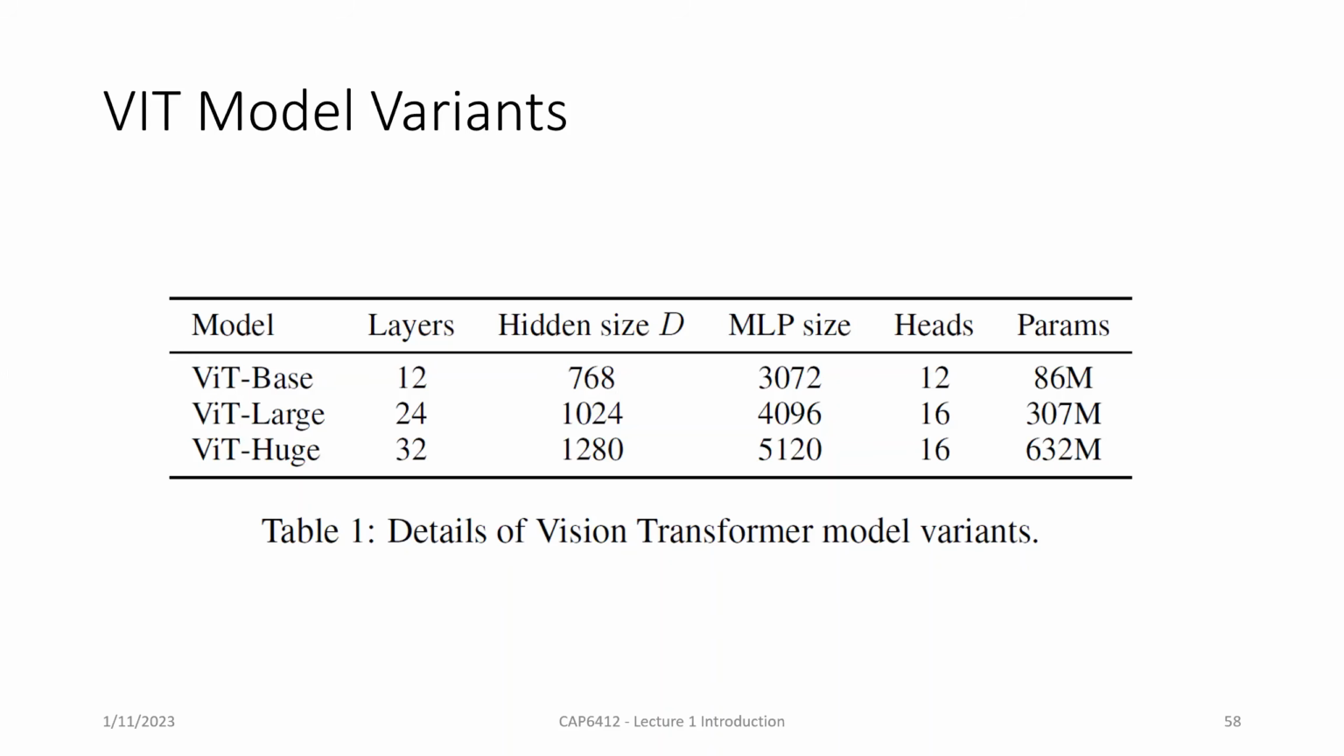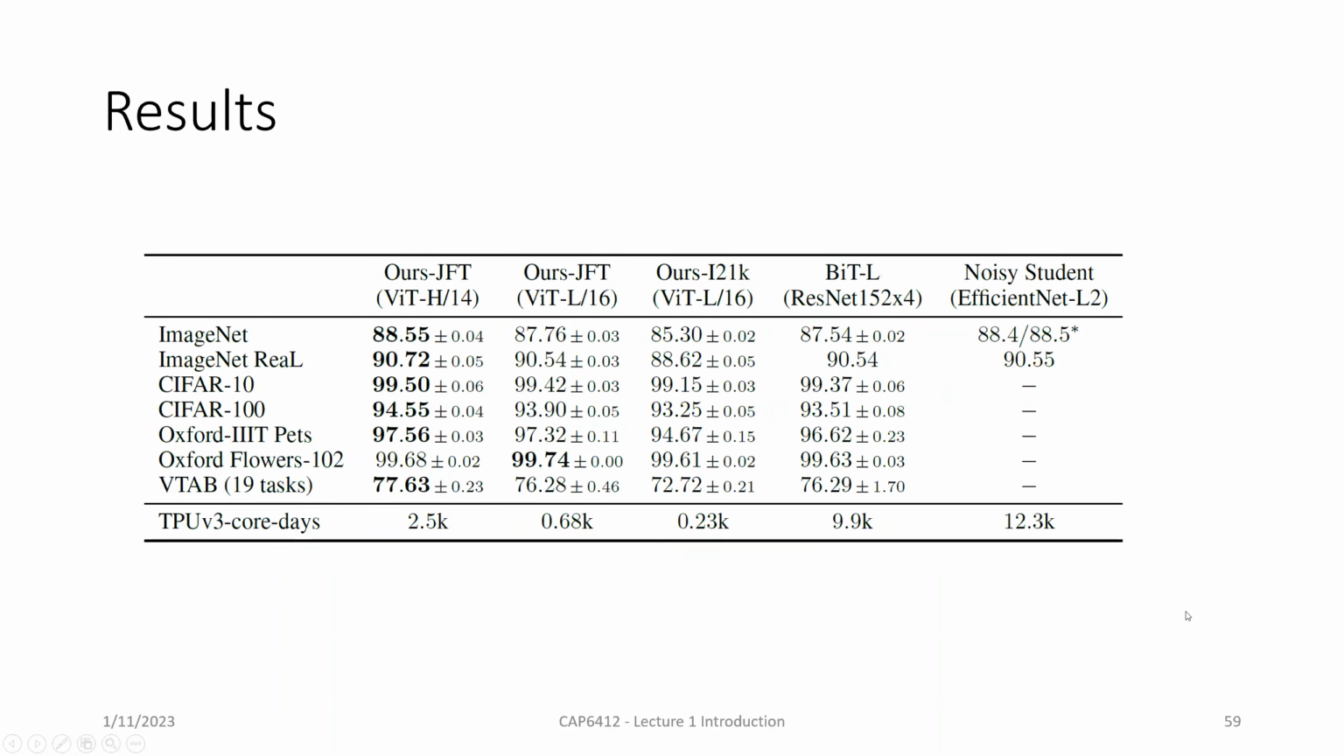They looked at different variations of the ViT, base, large, and so on, with different numbers of layers, different dimensions, heads, and parameters and so on. And these are their results. If they train on JFT, because that's very important, they get pretty good results. But if they train on ImageNet, a smaller data set, the performance is not that high. It's comparing with ResNet and so on.